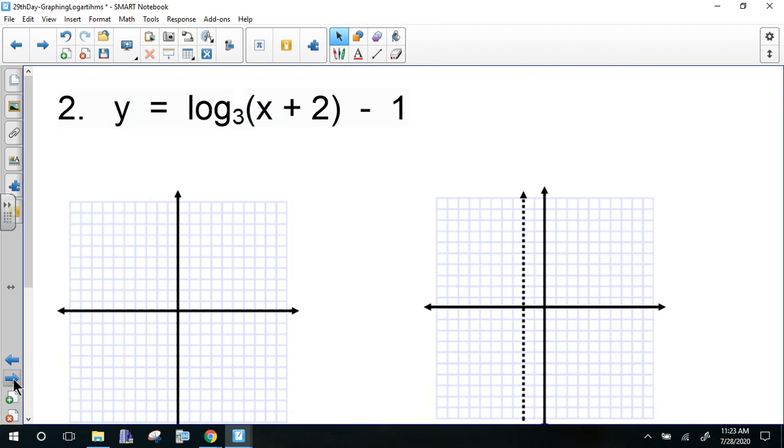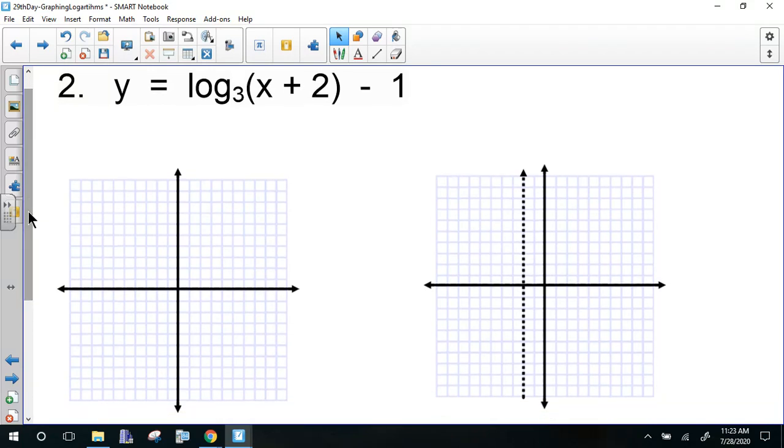Next one. Log base 3 of (x plus 2) minus 1. Well, that's the same thing as our graph previously, except I'm going to move it left 2 and down 1.